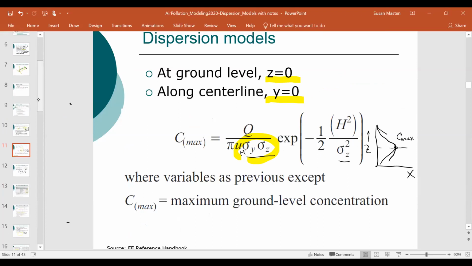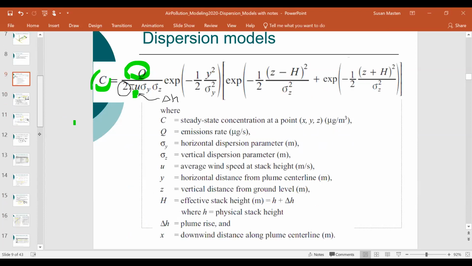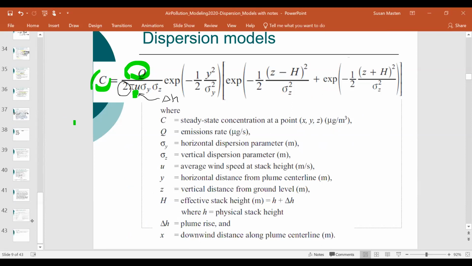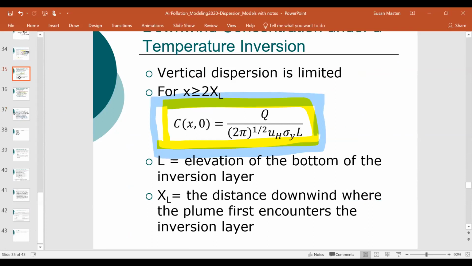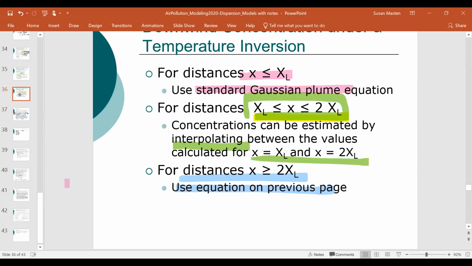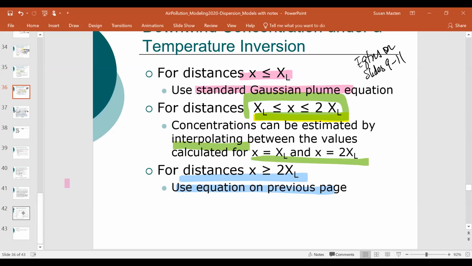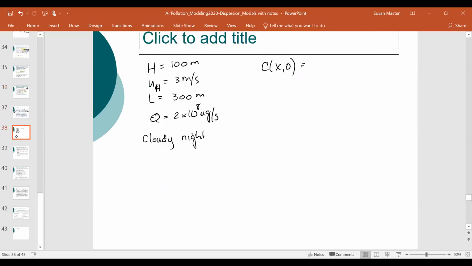And then this would be the equation that you would use. So what I'll actually do is slides 9 through 11, to make it a little more straightforward for you, where we just wrote this. Okay, this is slides 9 through 11. So depending on your condition, you're going to use the equations on slides 9 through 11. So that's what we would do there. And this is equal to Q over 2 pi to the 1/2 U sub H, dispersion coefficient in the Y direction, times L.